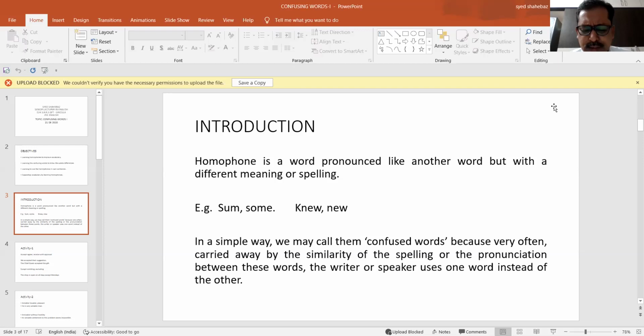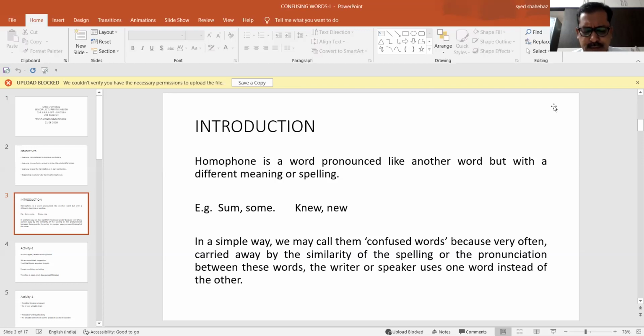In a simple way, we may call them confused words because very often we are carried away by the similarity of the spellings or pronunciation between these words. The writer or the speaker uses one word instead of the other because of the similarity. We tend to use these words wrongly. Then the wrong use of such words can lead to ridiculous situations or misunderstanding. If we use one word in place of another word, it creates a ridiculous situation and a great deal of misunderstanding.